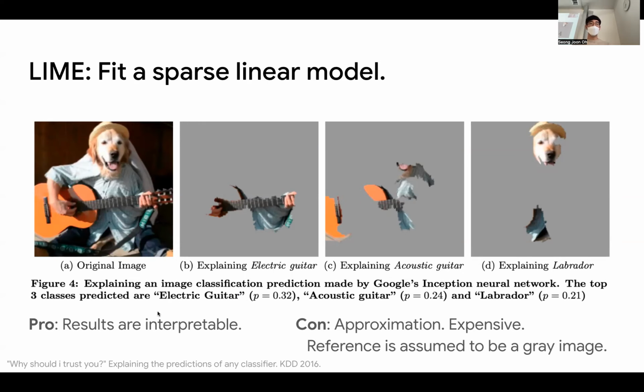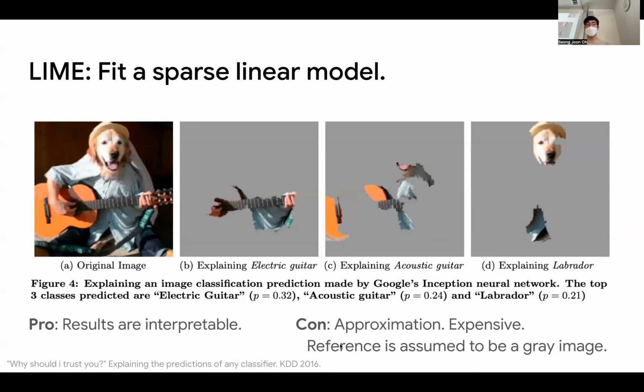So now we can see that the results are more interpretable, but this is actually making a huge approximation of the original model, because you're fitting a sparse linear model, which is very different from a neural network.